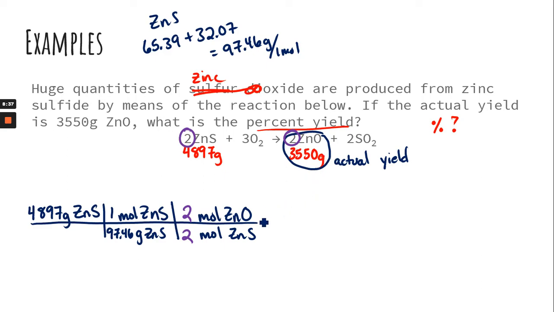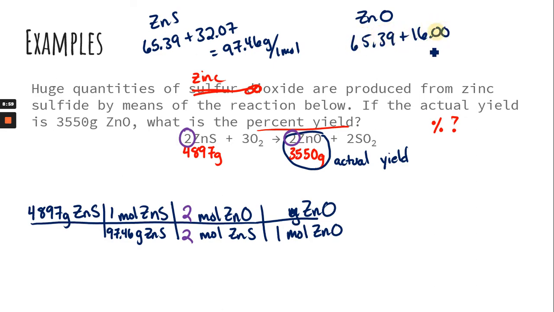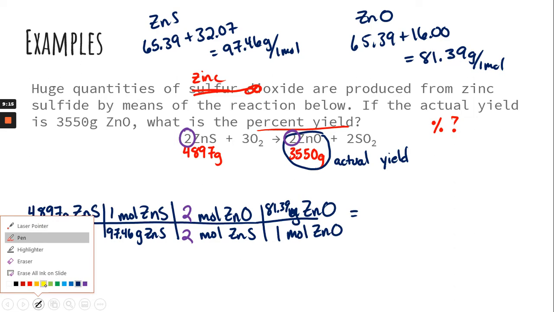And so our actual yield is in grams, so we want our theoretical yield in grams. So we bring down moles of zinc oxide, and we would put grams of zinc oxide on the top. Based on our roadmap, 1 goes with mole, and the mass from the periodic table would go with grams. So zinc is 65.39, oxygen is 16, and so that's a total of 81.39 grams for every 1 mole. So 1 mole, 81.39 grams. Now we can stop here and we can multiply and divide.